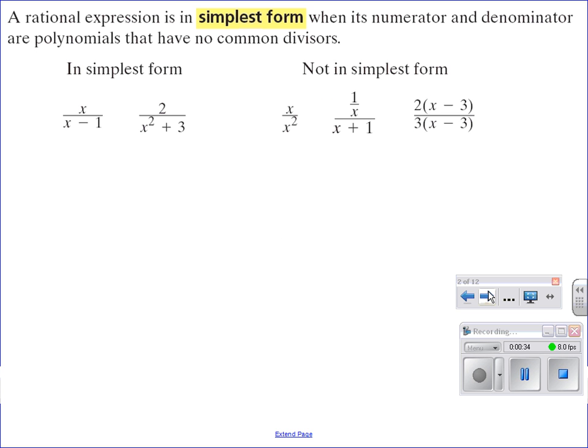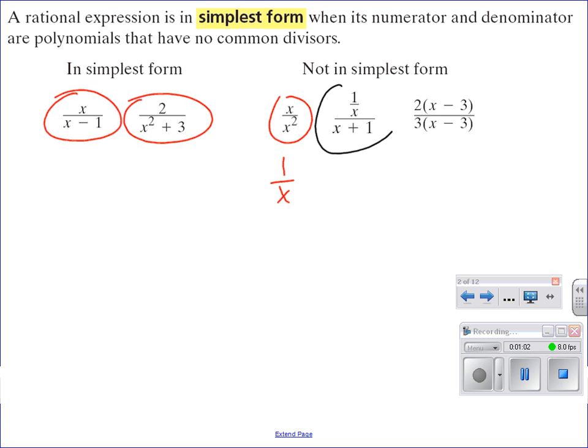All right, simplest form. Numerator and denominator are polynomials that have no common divisors, okay? So for example, this guy is in simplest form right here, in simplest form right here. In other words, there's nothing I can cancel top to bottom anymore in those. This guy, well, I can cancel here. This is x to the first over x squared, so I can rewrite this as 1 over x. This, I can't necessarily cancel this fraction over x plus 1.